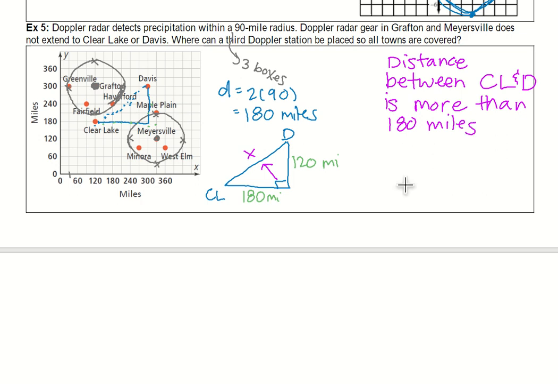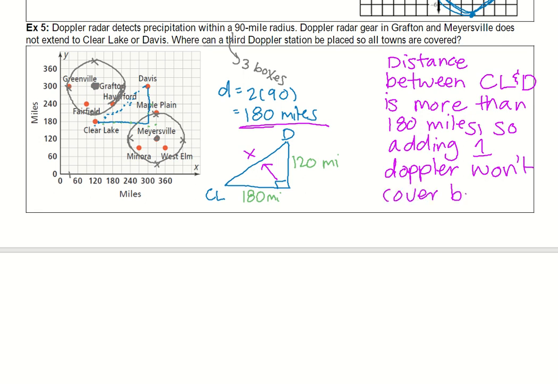Again, that's the maximum that one Doppler covers, right, is 180 miles total, 90 in each direction. Since the horizontal leg of this right triangle that we created is 180, the hypotenuse has to be bigger than that. So adding one more Doppler will not cover both cities. Okay, so we would have to place 2 Dopplers in order to reach those additional cities.